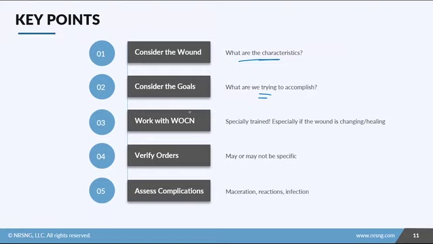As you go through this process, make sure that you're working closely with your wound care nurse. They are specially trained just for this. Now, it's especially important to collaborate with them if you can tell that the wound is changing or it's healing and it needs a different type of dressing. Always verify your wound care orders. Again, sometimes they don't have specific directions, so you're going to need to use your nursing judgment and, again, use your resources. And finally, always make sure that you're looking for complications like maceration to the skin around the wound, reactions to the dressing itself, or, of course, possible infections in the wound.